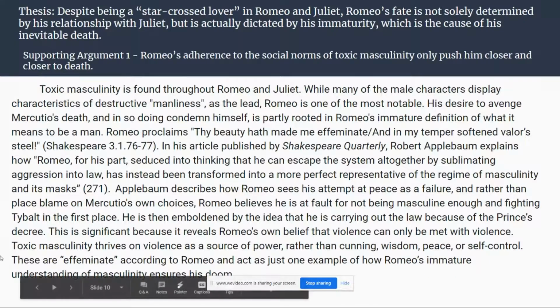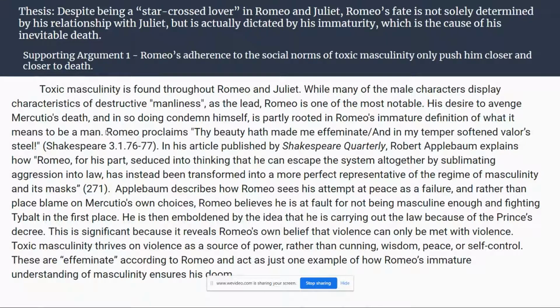Again, now we have a little bit of a break here. This is the end of the setup. We're going to go into the evidence, but what's different is, partly, we've gotten back to this idea of immaturity, but also, if we're stopping right here, we're now going to have the evidence, but we're going to begin with a quote from the play. So you're going to see that there's a quote from the play that will then be connected to the quote from Applebaum, which will then both be used in the tie-in.